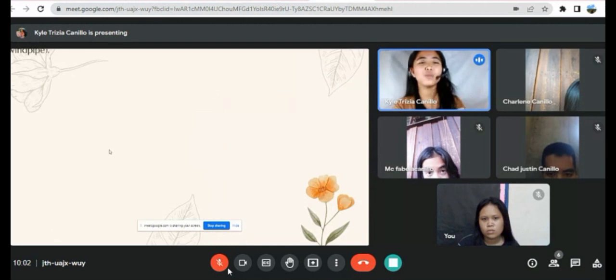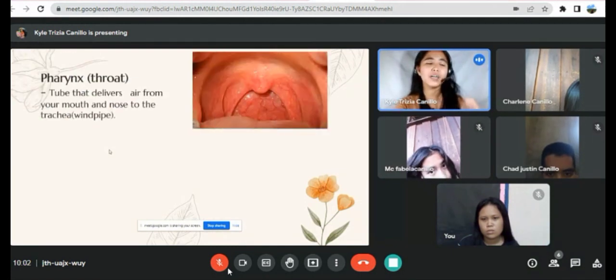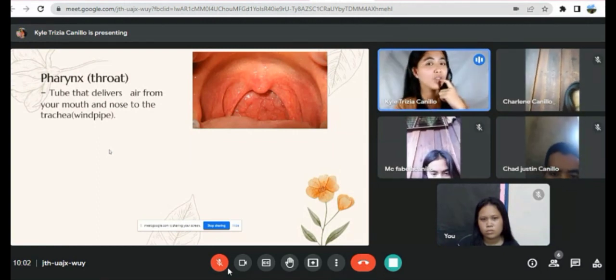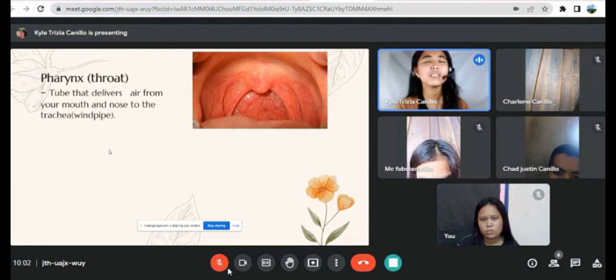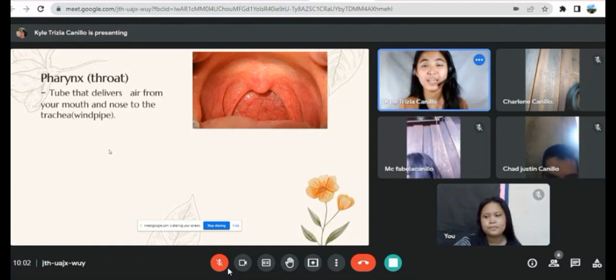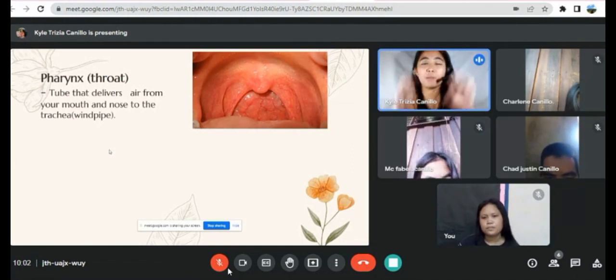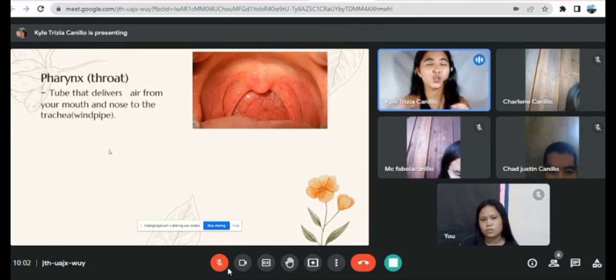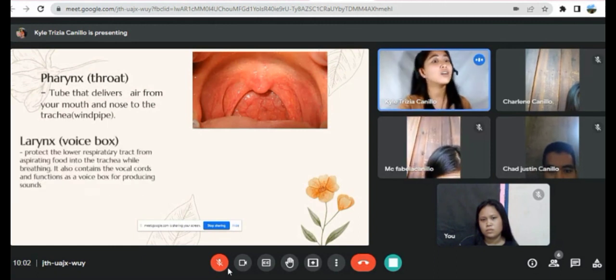Now let's move on to the second part, which is the pharynx, also called the throat. This is the tube that delivers air from your mouth and nose to the trachea. After the mouth and nose, the second part is the pharynx, which is also called the throat.